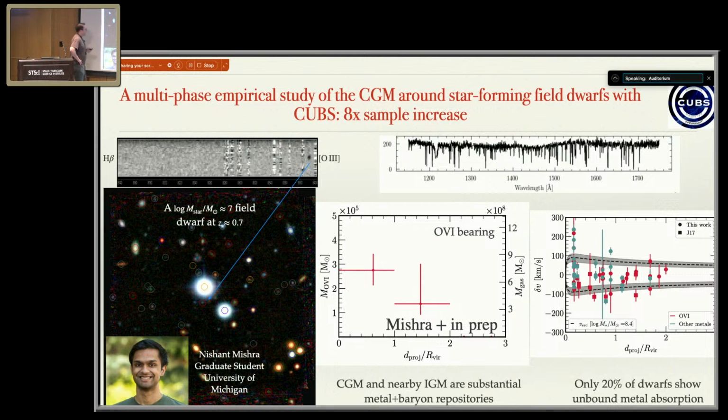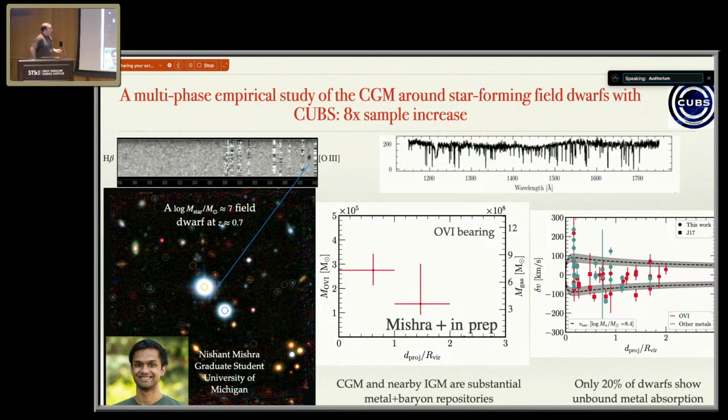So Nishant put together a mass budget and found that if you take ionization corrections, you get mass estimates that agree with what we did back in 2017. And now if we assume a fiducial metallicity, we're starting to talk about a substantial fraction of the baryonic budget of these dwarf galaxies in the oxygen-6 bearing phase.